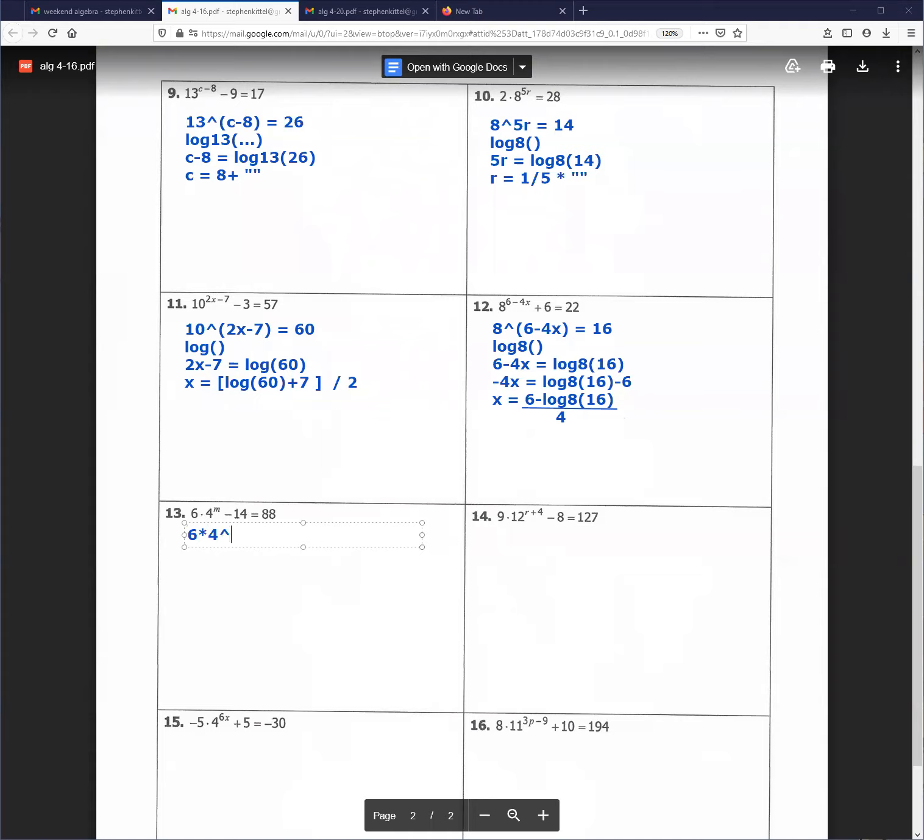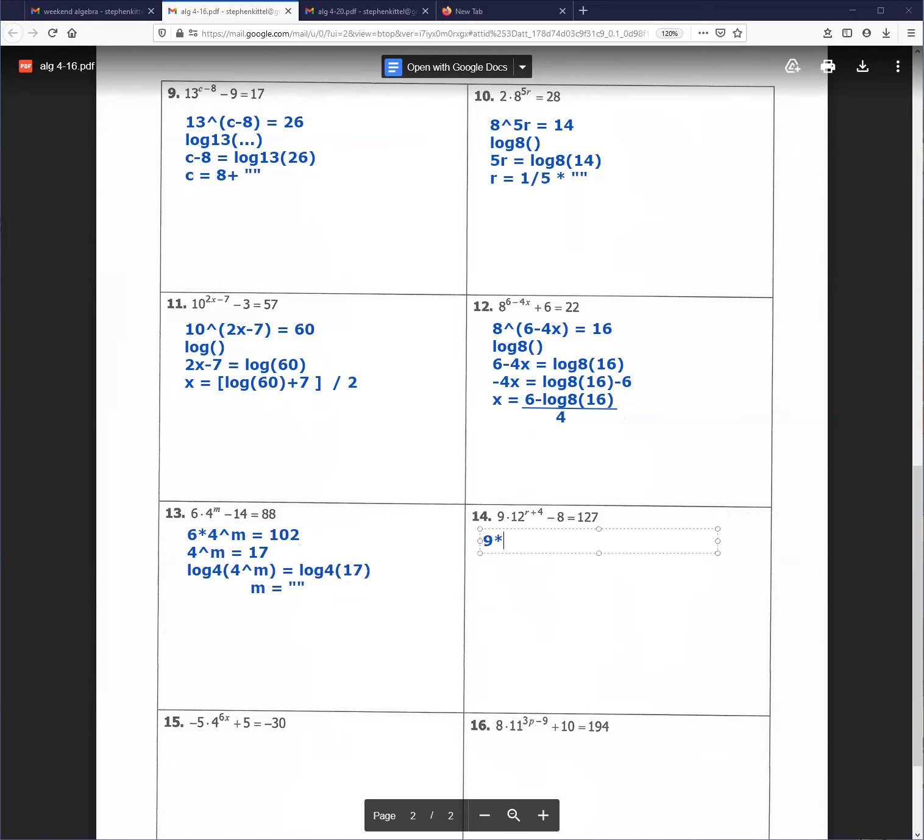think about this one. 6 times 4 to the m. The thing that's farthest away from the variable, the thing that you would do last if you were substituting in a value for m, would be the minus 14. So we're going to get rid of the minus 14 first. Then we'll divide by 6 because that's the next thing farthest away. 102 over 6 I don't believe is an even number. Right, it's 96 is, oh wait, no, 102 does come out evenly. I'm sorry, it's 17. And then log base 4 of both sides. And so this just becomes m equals that stuff.